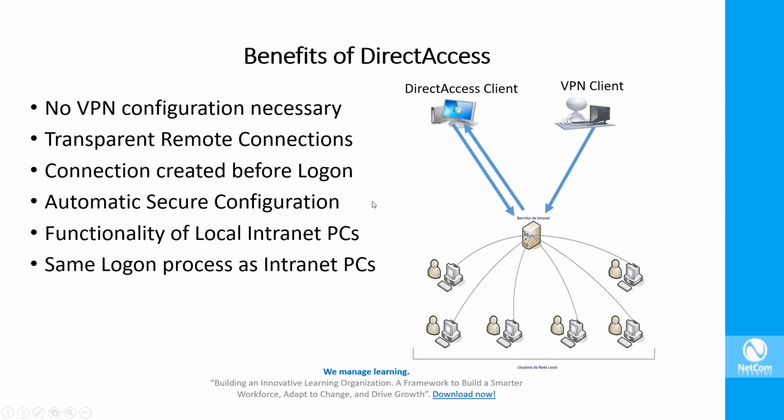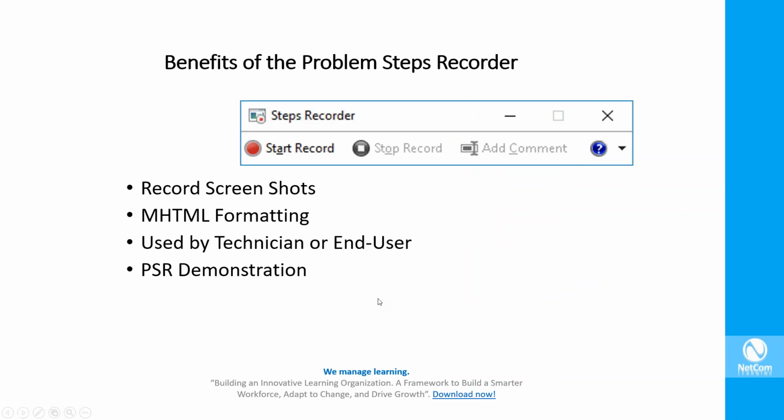So why would I use VPN instead of direct access? There is none. There is absolutely no reason why an organization should use VPN configuration instead of direct access. Well, maybe if you still have client computers that don't support it, but that would mean that you would have a computer that's running an operating system older than Windows 7, because Windows 7 supports direct access. So maybe it's time for an upgrade if you have client computers that do not support direct access.